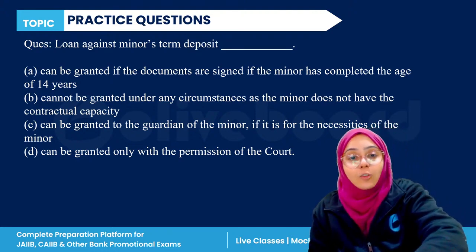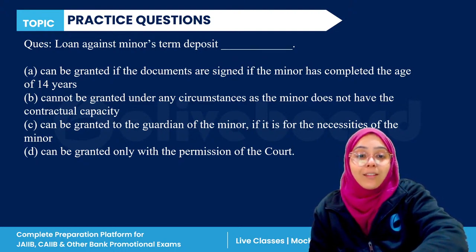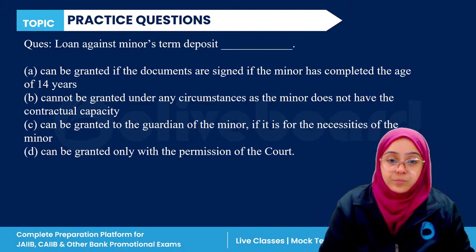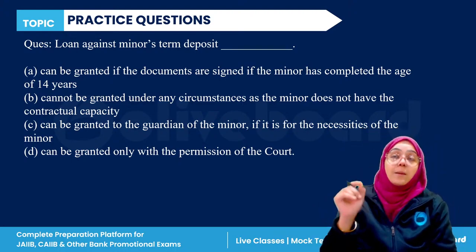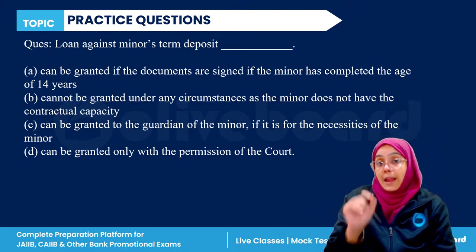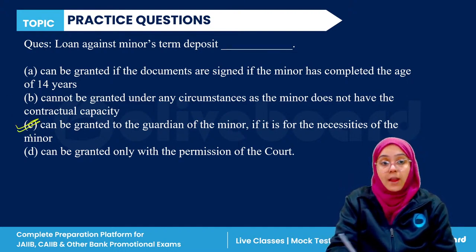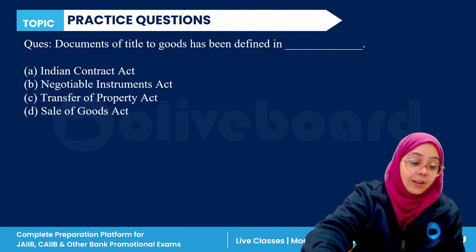Everyone, please answer this question. Loan against the minor's term deposit is what? Very easy. Loan against a minor's term deposit is given if it is for the necessities of the minor. So C is the correct answer here.